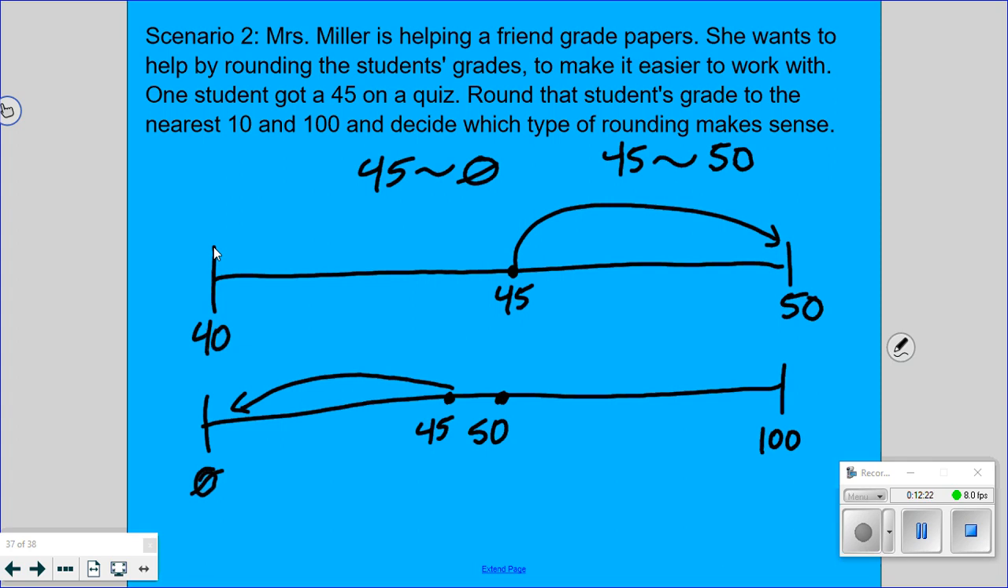Jalen, what do you think? I think the 10 makes sense because if you chose the hundreds, he would just get a 0. Okay, so why is rounding to the 10 better than that? Because at least you have a value, because 0 doesn't have any value. Well, 0 does have value. It's the value of nothing.